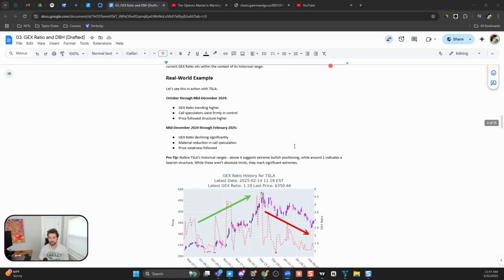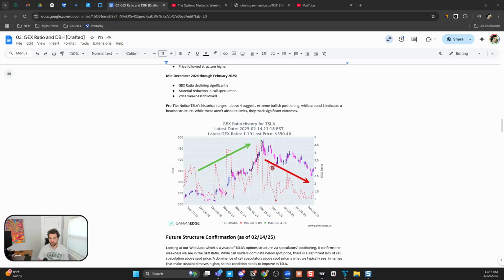So looking at a real example of Tesla, down here, this is a visualization of our GEX ratio chart. What we can see is this parabolic run starting in October through December. We can see that the GEX ratio was broadly trending higher as well. Yes, we understand that it can be a little bit volatile from day to day, but again, like price itself, we just want to understand what the general trend of the ratio is.